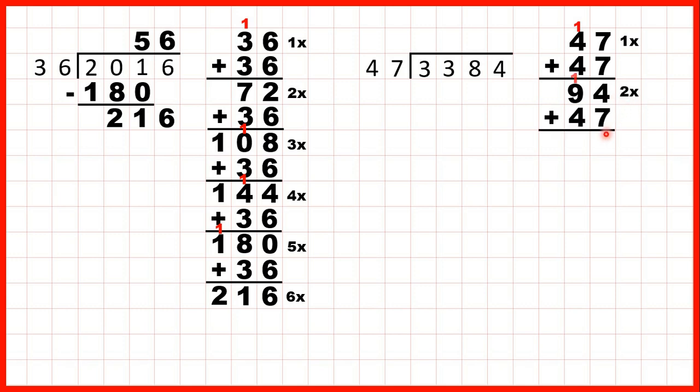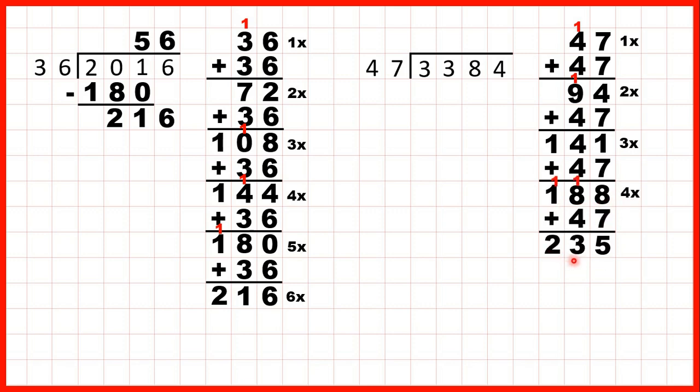Adding another 47, we get 141 for 3 times. Another 47 gives us 188 for 4 times. And 235 for 5 times. So now that we've calculated to 5 times, let's look back at our question.